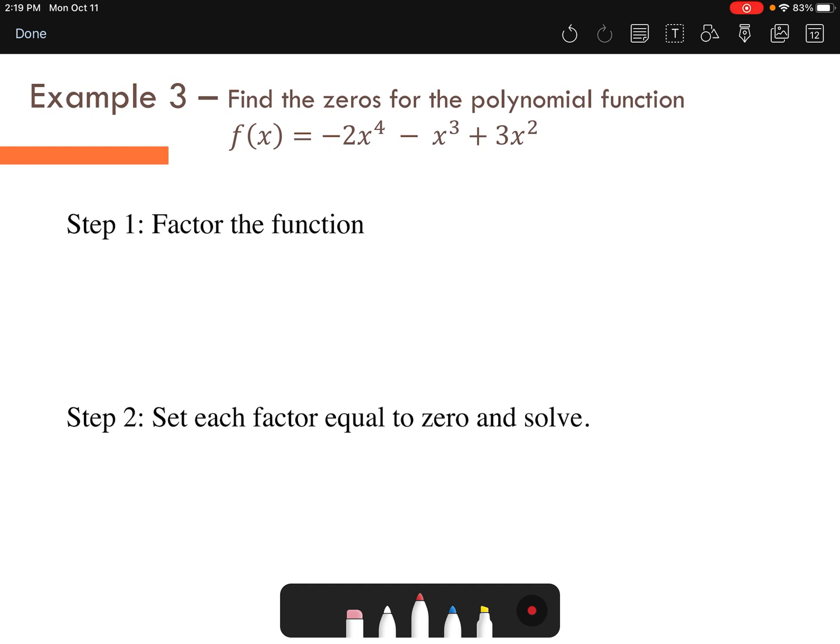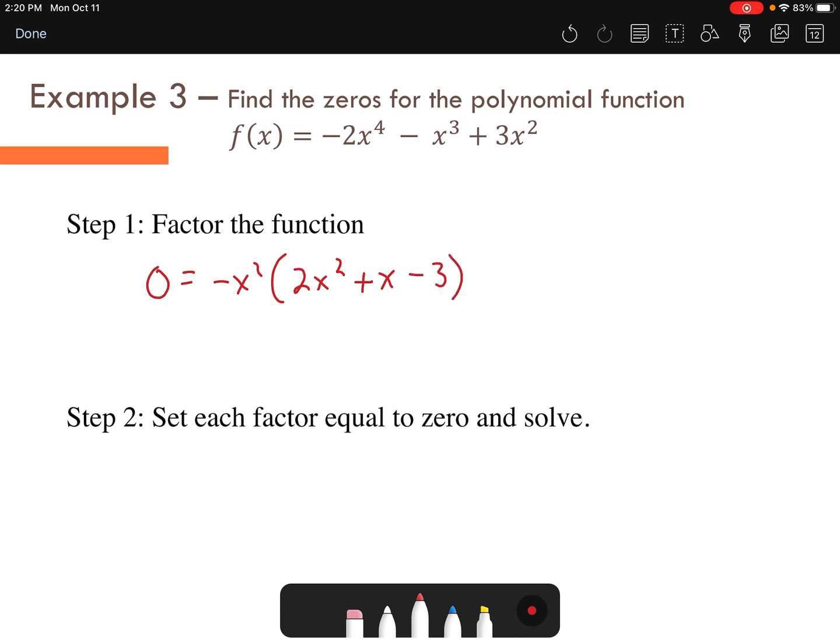Okay, so find the zeros for the polynomial function f of x equals negative 2x to the 4th minus x cubed plus 3x squared. So we need to factor it, it says. Okay, and we'll set it equal to 0. I'm going to take out a negative x squared first. That leaves me with 2x squared plus x minus 3, sorry.